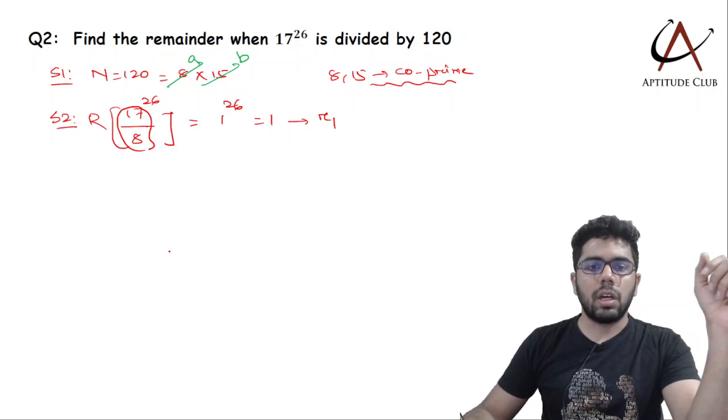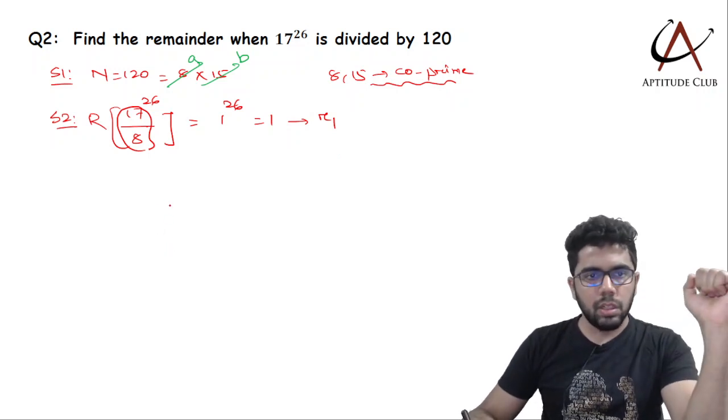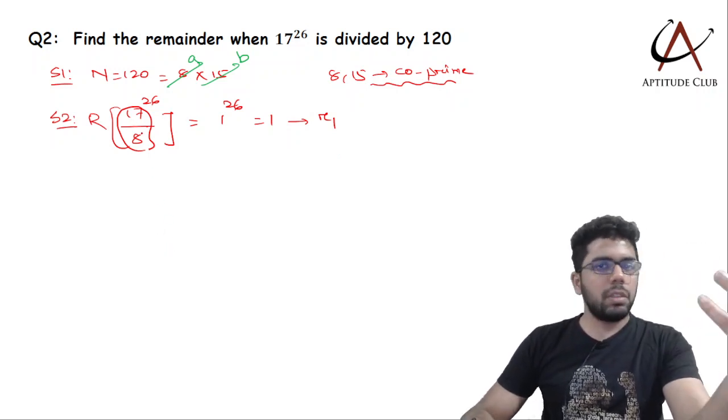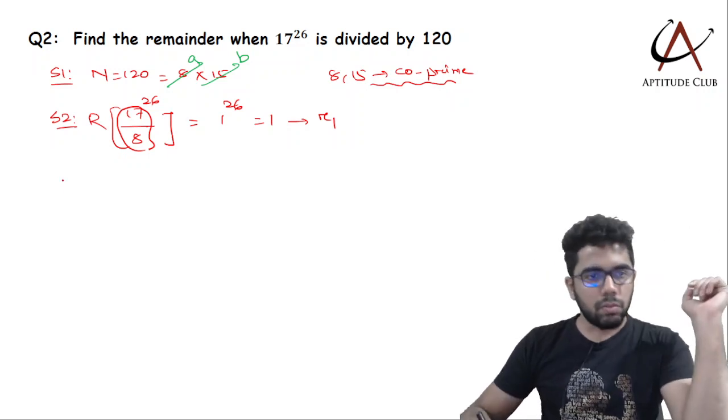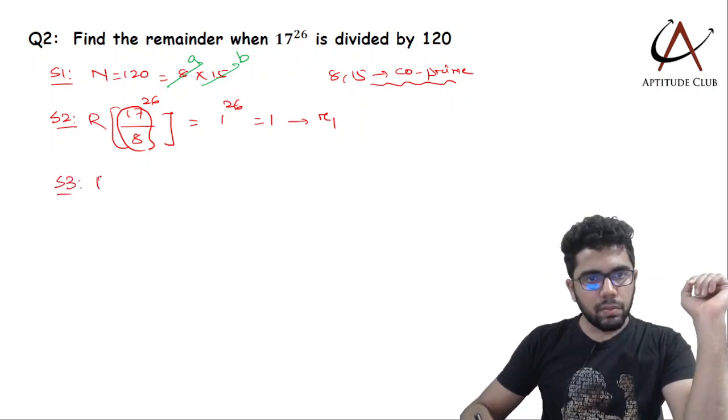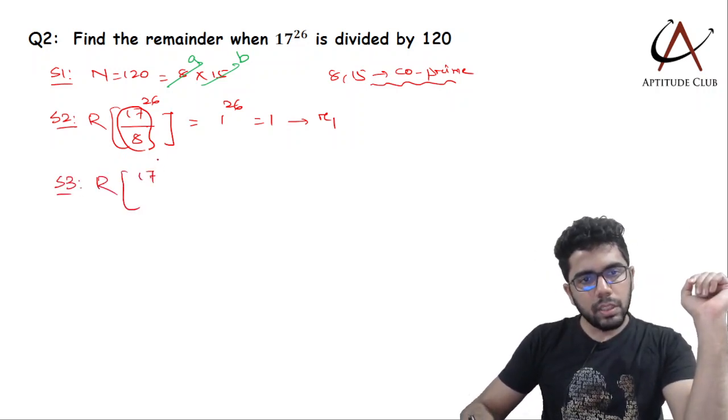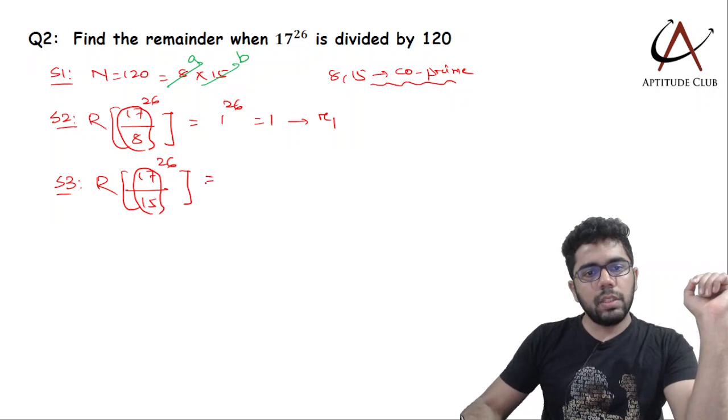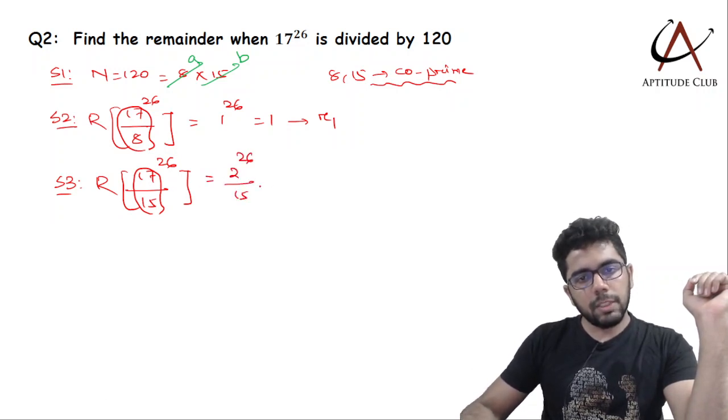and let us say this is R1. We don't need any theorem here. 17 divided by 8 remainder 1, so 1 to the power 26 remainder 1. But when I divide this, 17 to the power 26 when divided by 15, so 17 divided by 15 remainder is 2, so 2 to the power 26 divided by 15.